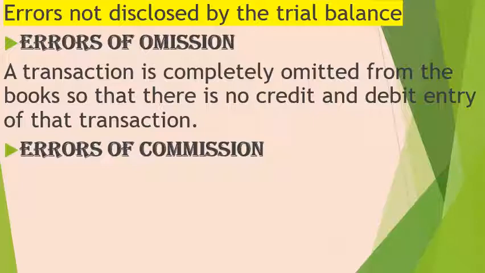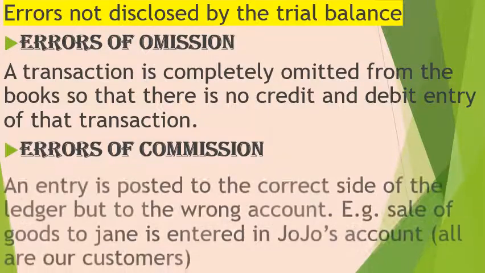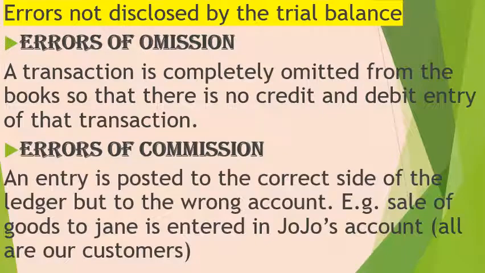That is error of omission. 2. Errors of commission. An entry is posted to the correct side of the ledger, but to the wrong account. For instance, sale of goods to Jane is entered into Jojo's account. You sold goods to Jane, but you enter that amount into Jojo's account. You get the same totals, yet there is a mistake. That is error of commission.